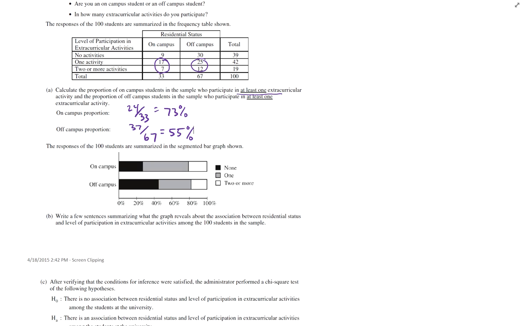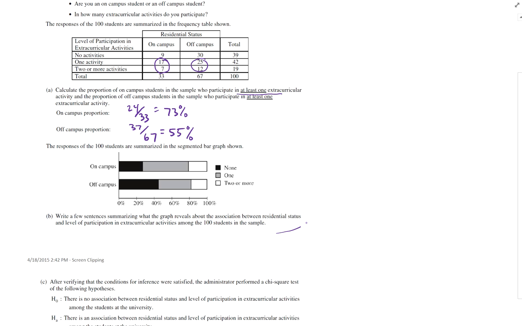The responses of the 100 students are summarized in the segmented bar graph shown. So on campus, no activities. This section is 1 and this is 2 or more. Same thing for the off campus. Write a few sentences summarizing what the graph reveals about the association between the residential status and level of participation in the extracurricular activities. I think I would go something like this.